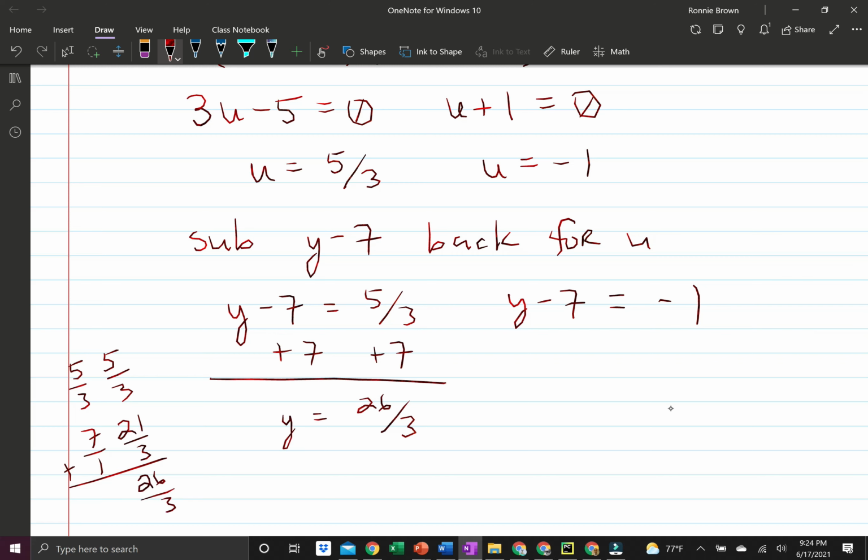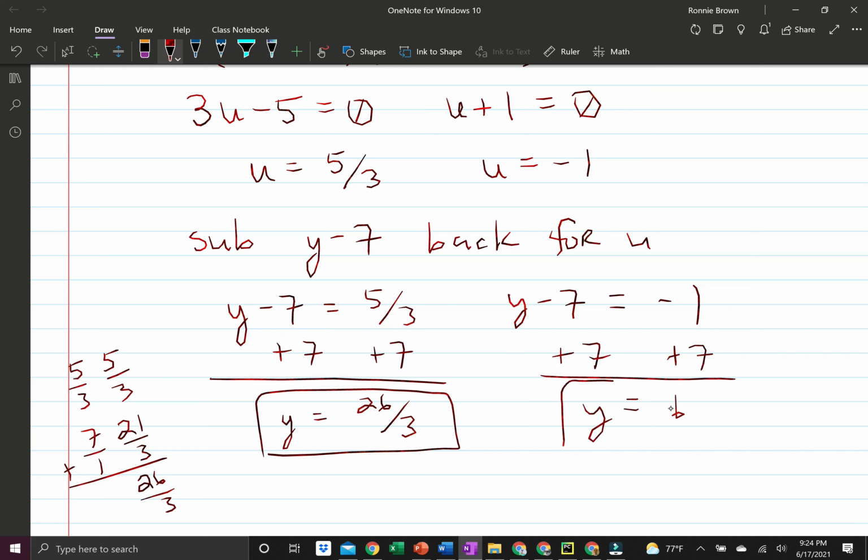And on this one, we'll just add 7 to both sides. So y is equal to 6. So we have our solutions of y equals 26/3 and y is equal to 6.